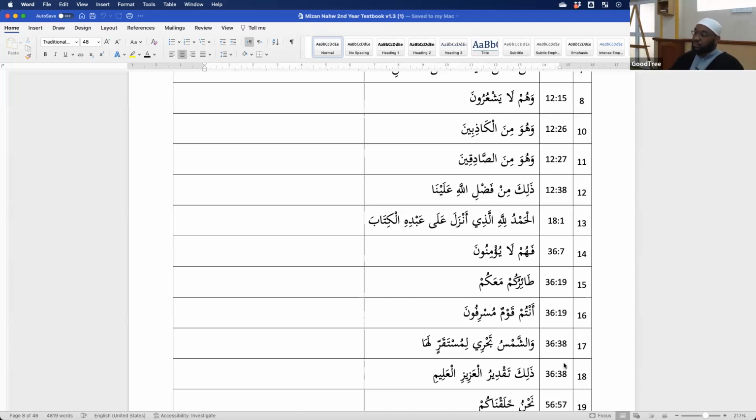Yes. The khabar is tajri. It's the verb. The sun is running. What's the point? The point is that when you use the verb, it tells you that the sun does the act of running. The sun is not a runner. It's not majhool. It's a very fine point. The sun is not being moved. The sun is moving, but the sun is not a mover.